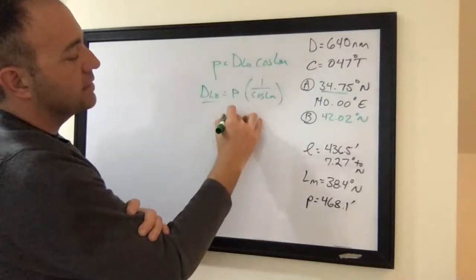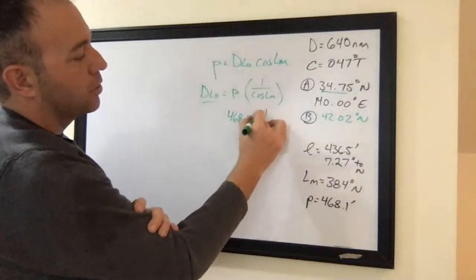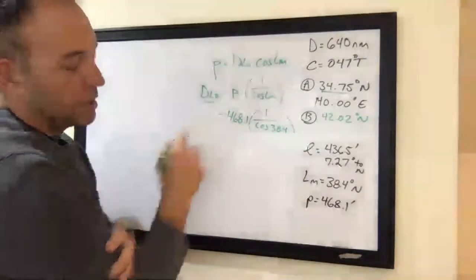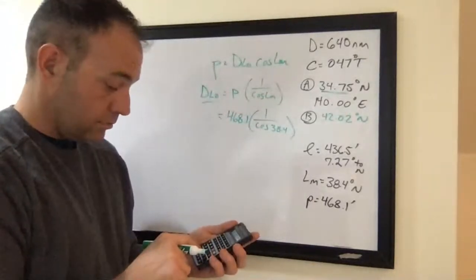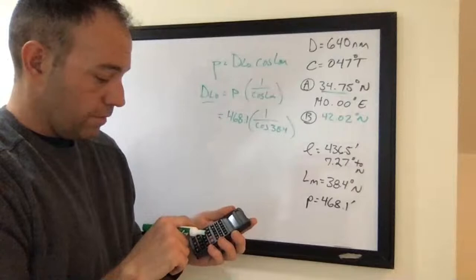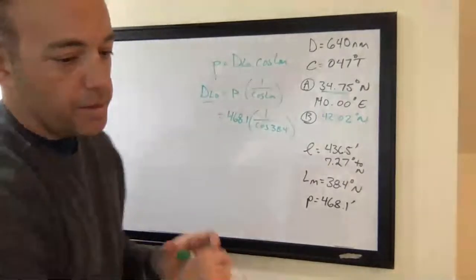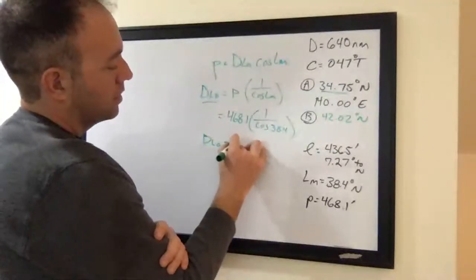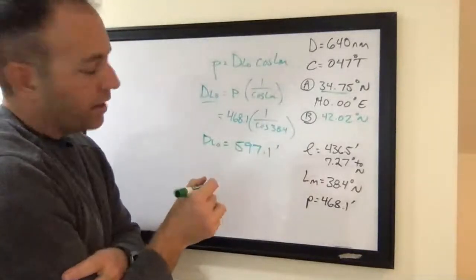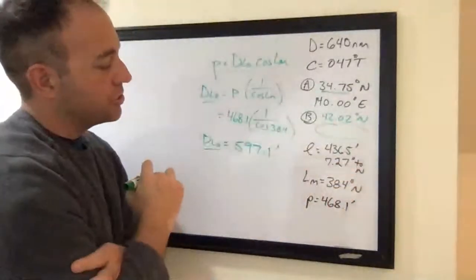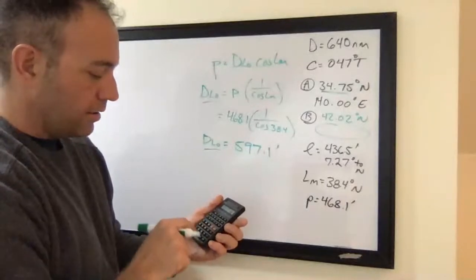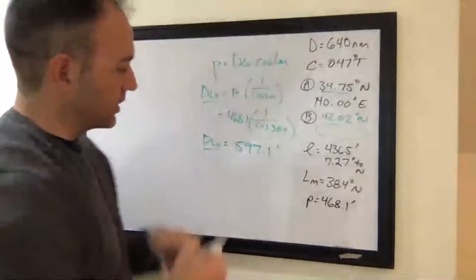So P was 468.1, and then cosine LM was 38.4, right? So if you type all that up into the calculator, you end up with 597.1 minutes of arc. So since we're looking for DLO, right, we're looking in essence for this second longitude, we need to convert that over to degrees as well. So 597.1 out of 60 is 9.95 degrees.